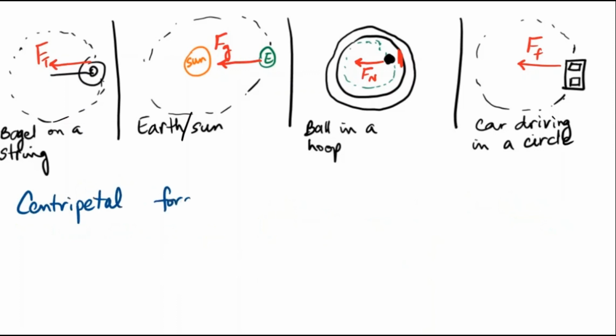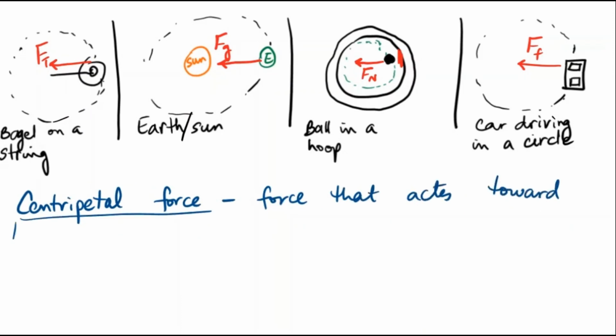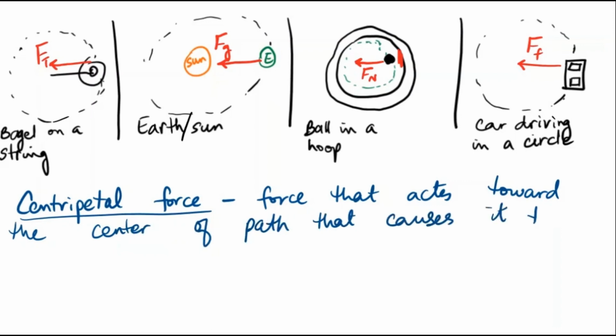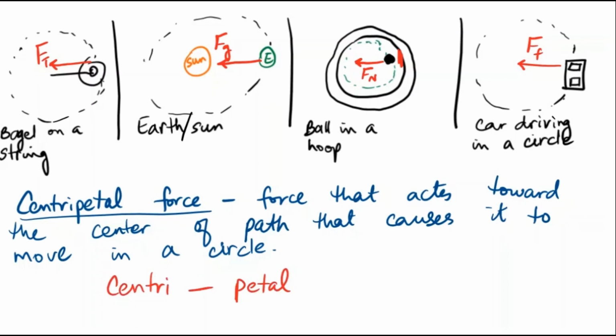Centripetal force is defined as the force that acts toward the center of the path, which causes it to move in a circle. As you can see, the bagel moving in a circle is due to the tension force along the string, and that's the centripetal force. The Earth moving around the sun is also caused by gravitational force, so that's the centripetal force causing the Earth to rotate around the sun. Similarly for the ball in a hoop and a car driving.